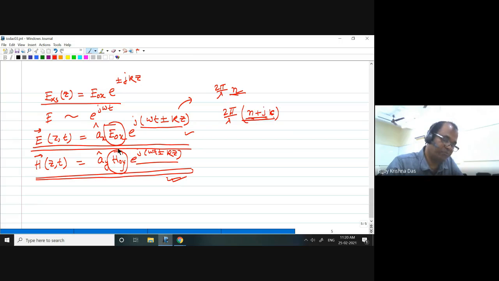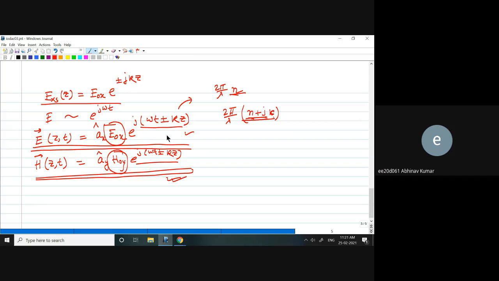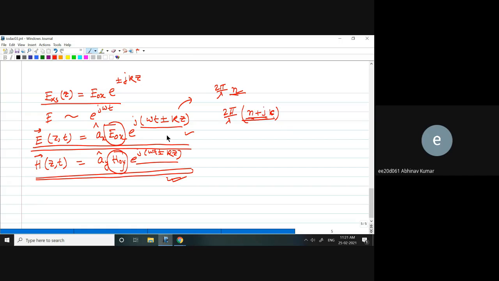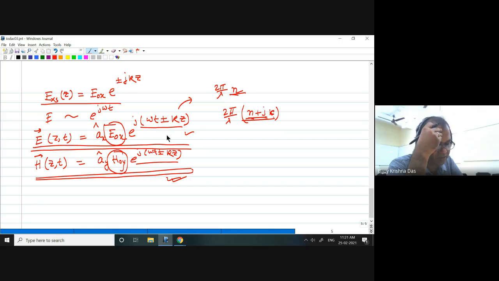Now next question, suppose you are considering omega t plus minus kz. If you consider plus, what will you interpret with that, and minus, what is the difference between plus and minus? Is there any difference, or is their meaning the same? Yes, sir, backward wave and forward wave. Which one is backward and which one is forward? Minus is the forward and plus is backward. How do you conclude that?